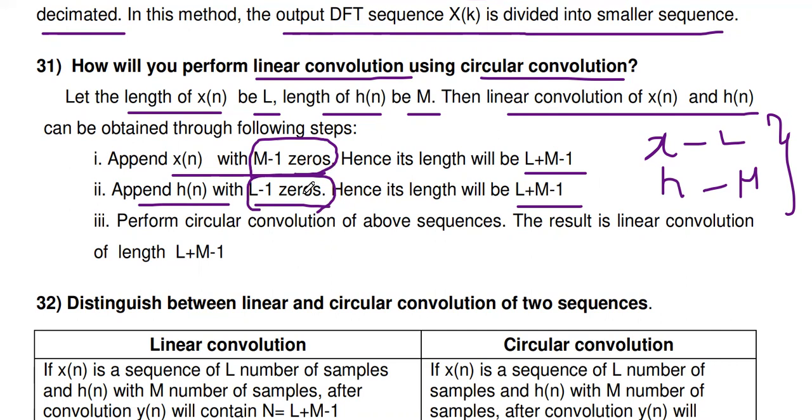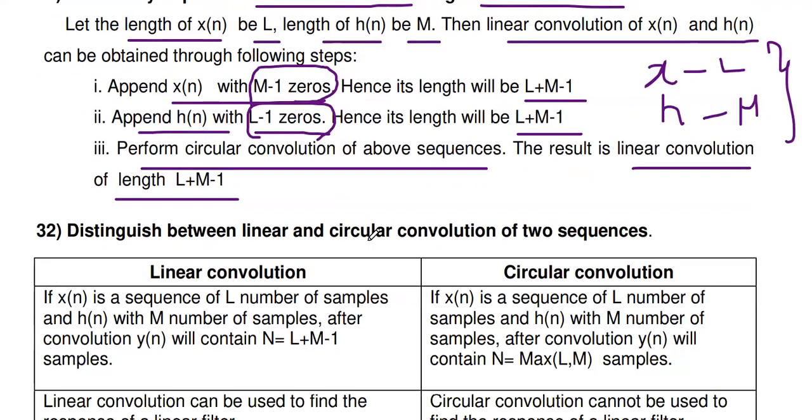Now both the sequences have the same length, L plus M minus 1. After that, you just perform circular convolution of the above sequences. We can get the linear convolution output. Now you have one output, and that output is the linear convolution output. This is the procedure to obtain the linear convolution output via circular convolution.